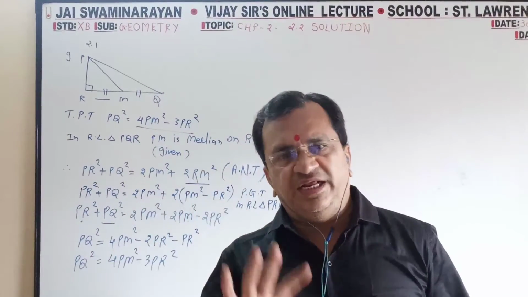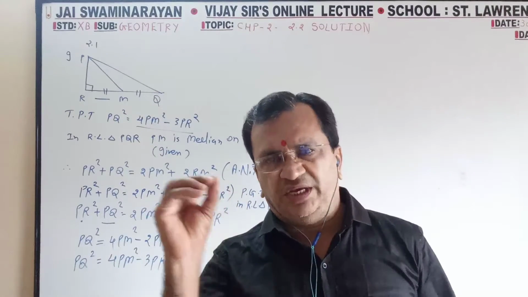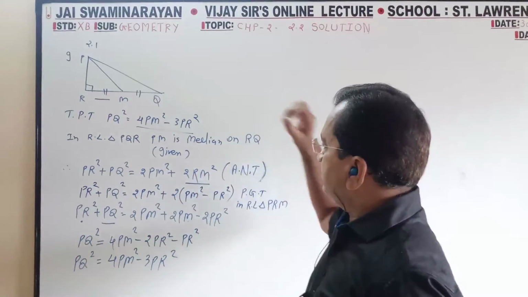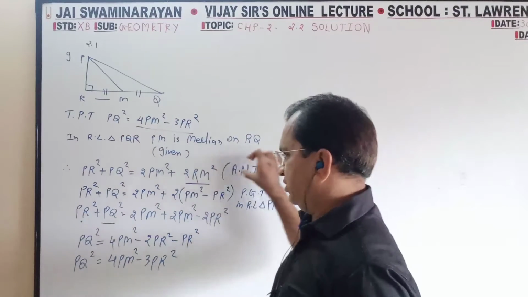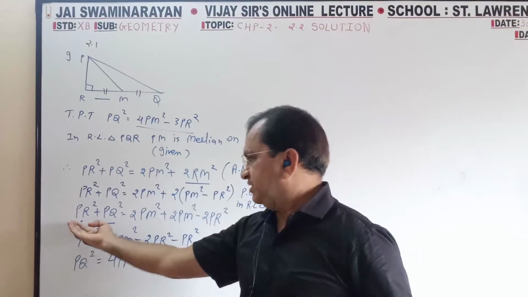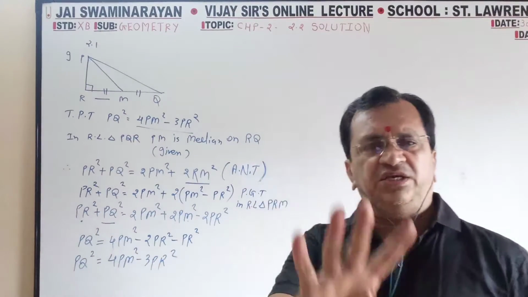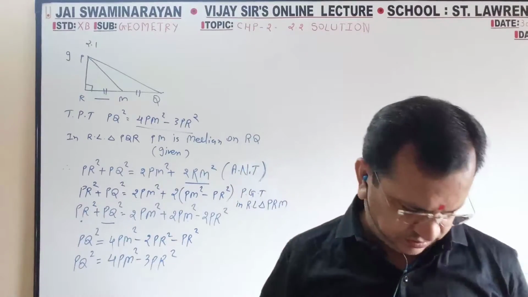See, very easily two things I have replaced. First I have written Apollonius theorem, then I have replaced this, then open the bracket. Now just transfer here, automatically you will get the answer whatever you want.